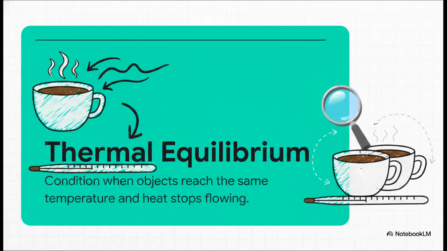This brings us to a really fundamental concept in physics, thermal equilibrium. This is the specific condition when interacting objects reach the exact same temperature, and because of that, heat completely stops flowing between them. Think about it practically for a second.